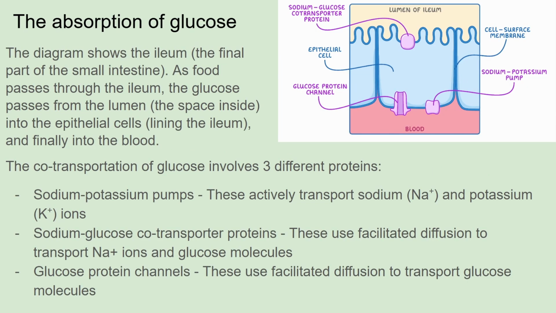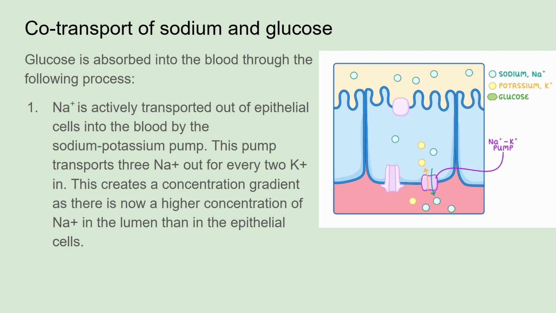The diagram shows the ileum, which is the final part of the small intestine. As food passes through the ileum, the glucose passes from the lumen, which is the space inside, into the epithelial cells which line the ileum, and finally into the blood. The co-transport of glucose involves three different proteins: sodium-potassium pumps, which actively transport sodium and potassium ions, sodium-glucose co-transporter proteins, which use facilitated diffusion to transport sodium ions and glucose molecules, and glucose protein channels, which use facilitated diffusion to transport glucose molecules. So glucose is absorbed into the blood through the following process.